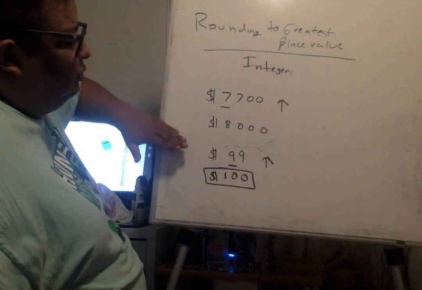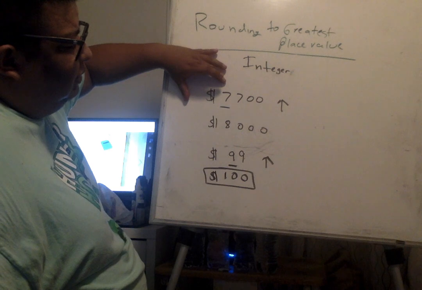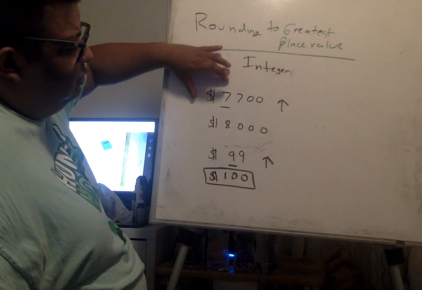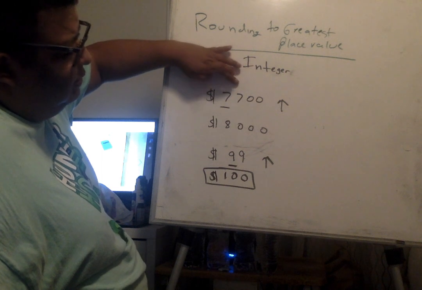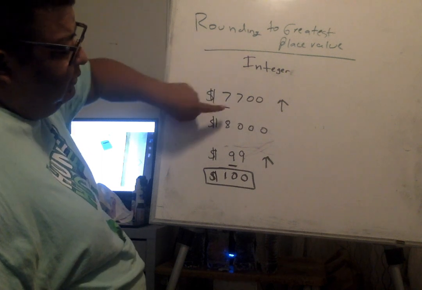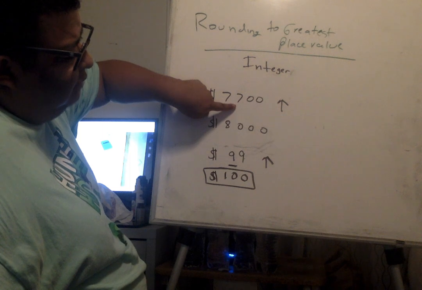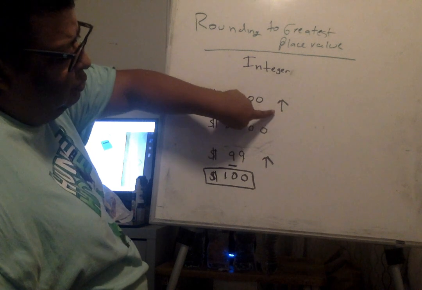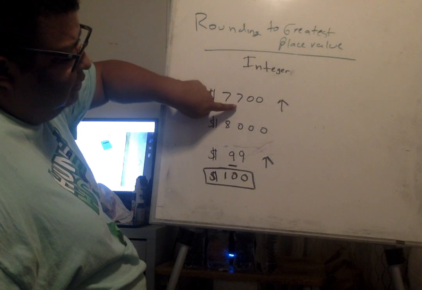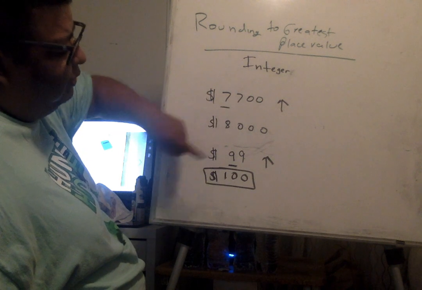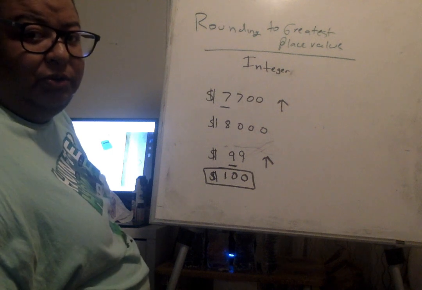So that's all you needed to do. You look at the greatest place value, which is the leftmost position of the integer. Then you look at the next digit. If the next digit is 5 or greater than 5, you round up. If the next digit is less than 5, you round down. That's all I wanted to teach you in this video.